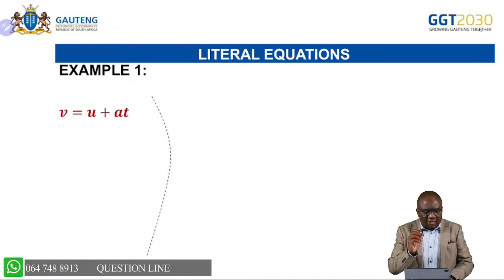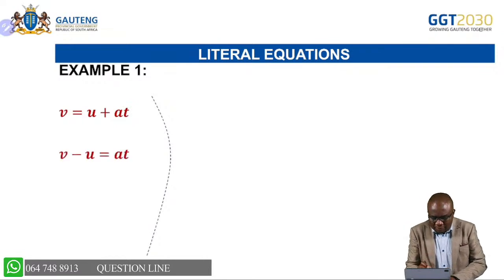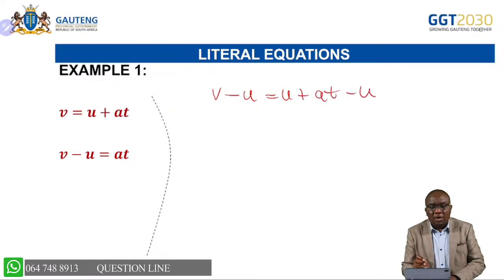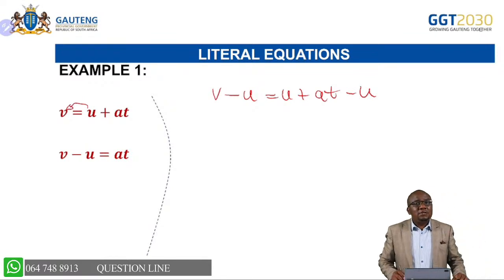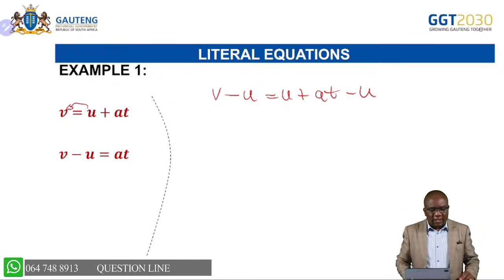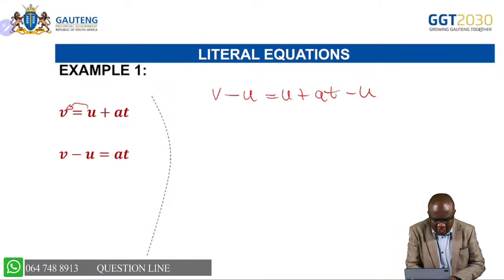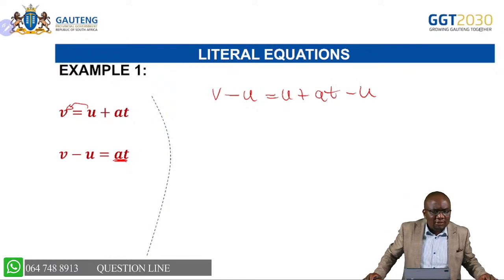Now, V is equal to U plus AT. Now, we have subtracted: V minus U is equal to U plus AT minus U. We have subtracted. Some of you can say, no, this thing was transposed to the left, still okay. U becomes negative. Now, we have eliminated one thing. But A is still attached to T. Can you try to complete this one?